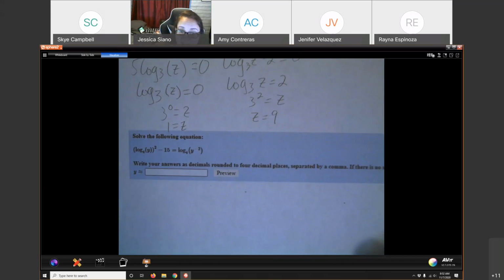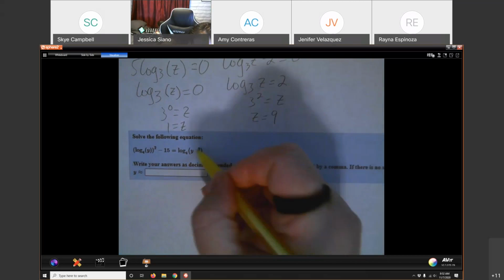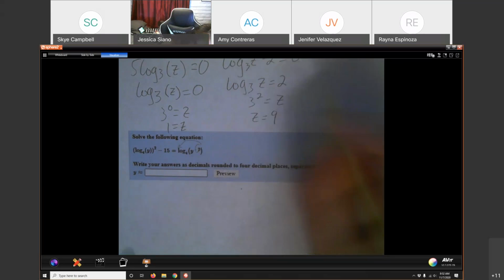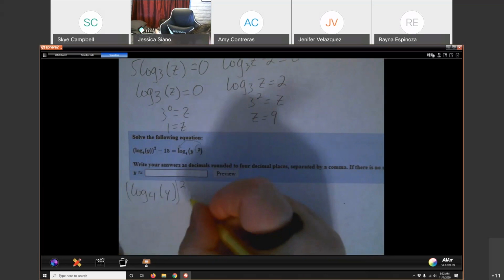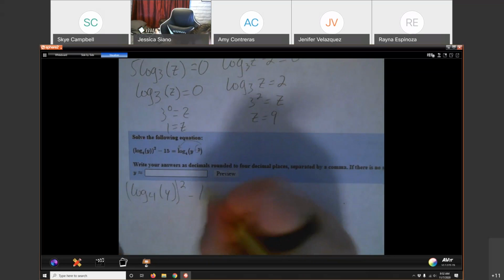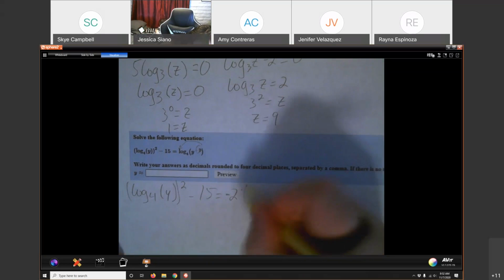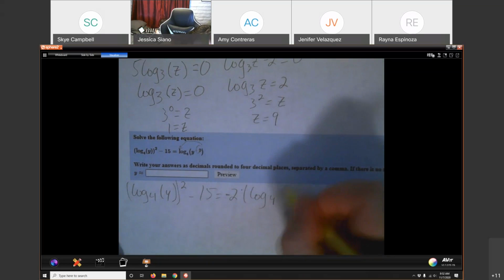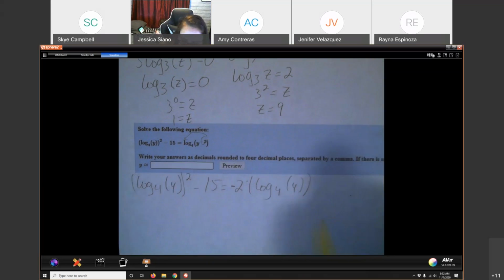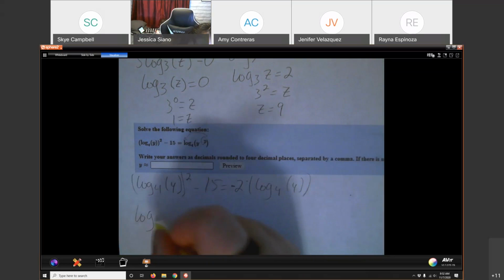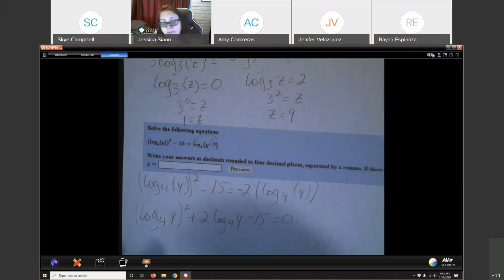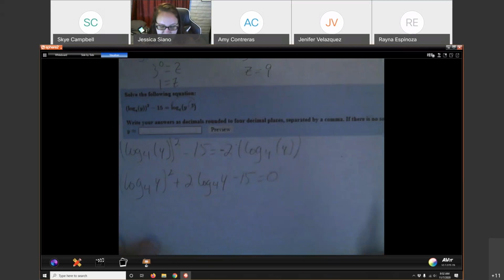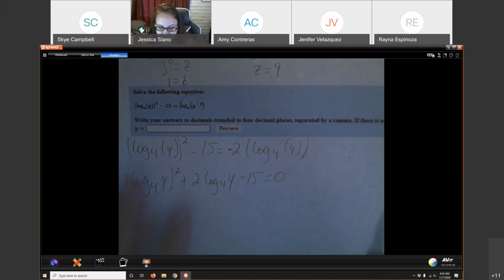I'm going to do something very similar for this one. If I pop this negative 2 out, I would have log base 4 of y squared minus 15 equals negative 2 times log base 4 of y. Now if I add this so that they're all on the same side, I'm going to try something on this one that I probably should have done on the one above it, just to make it look a little easier.